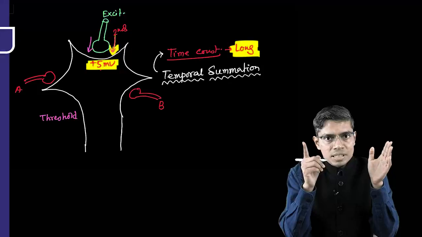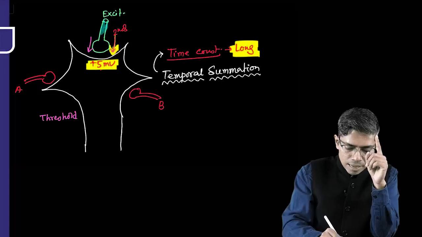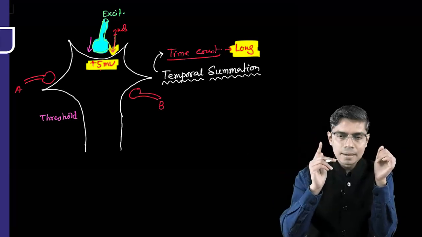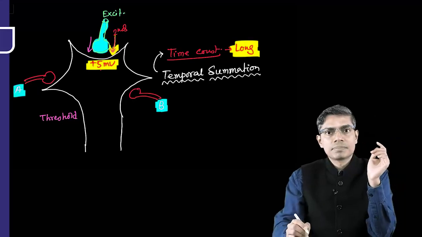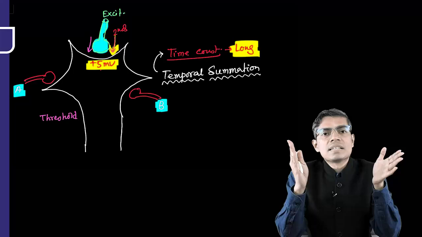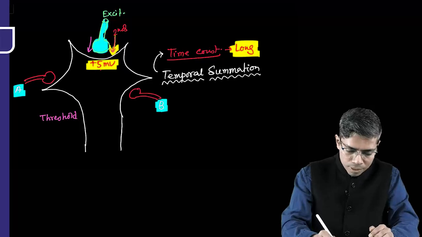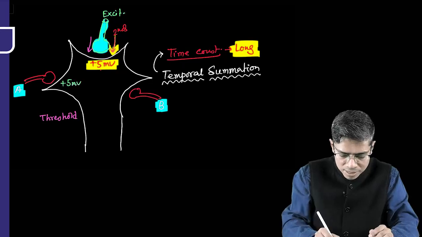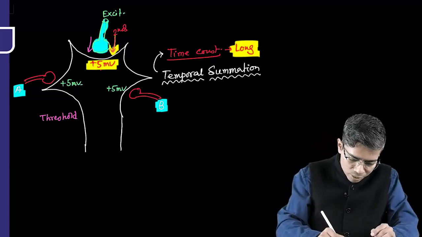Note down, in the temporal summation there was only one neuron, and that was this green color neuron, and we were stimulating multiple times over time. But here, I have two neurons, and I am giving stimulation through these two neurons simultaneously. A and B, both the neurons are stimulated simultaneously. So this neuron A is developing a 5 millivolt local potential, and neuron B is also developing a local potential of 5 millivolt. Now this local potential is trying to travel.